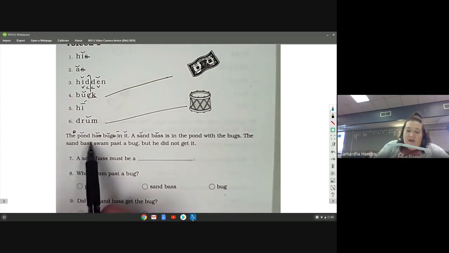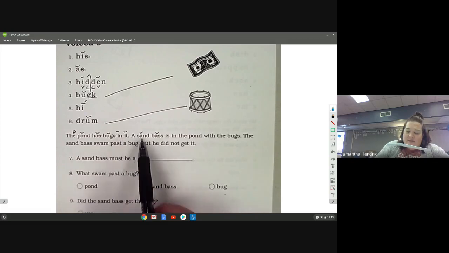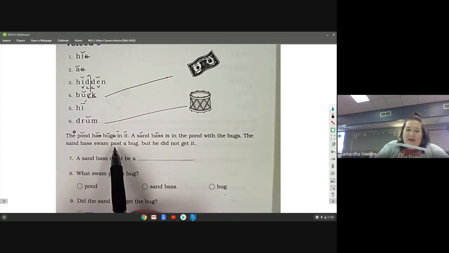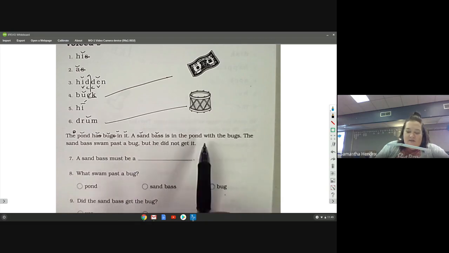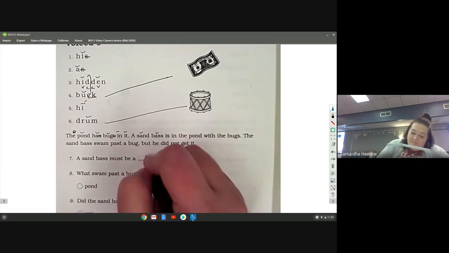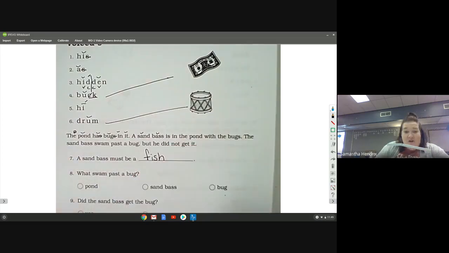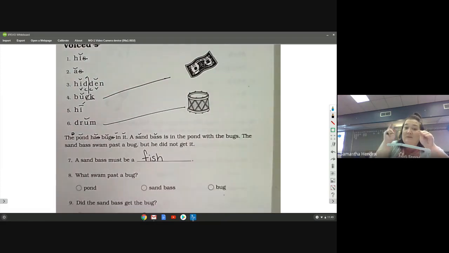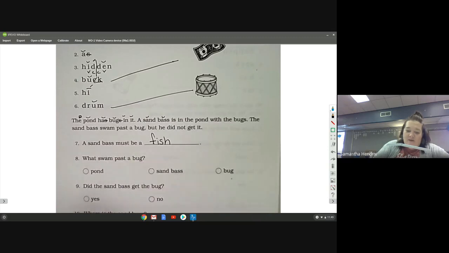Okay, so the pond has bugs in it. A sand bass is in the pond with the bugs. The sand bass swam past a bug, but he did not get it. So a sand bass must be a fish, because I'm inferring. I know a bass is a fish, and I know fish live in ponds, so I'm going to take what I know plus what I read, put it together, and infer, okay? So what swam past a bug? The pond, the sand bass, or a bug? The sand bass.